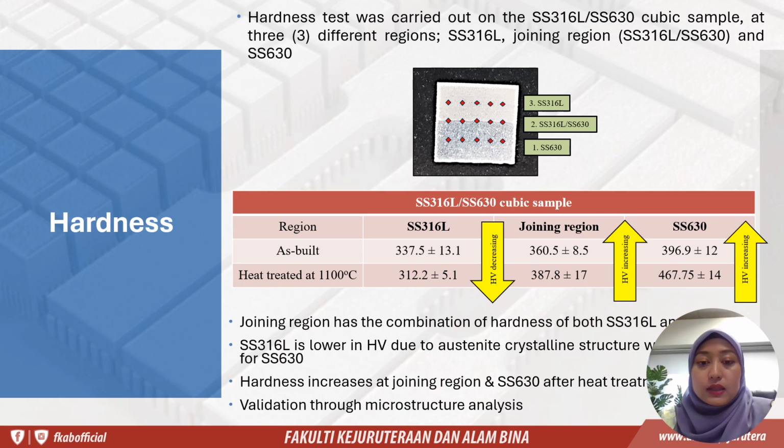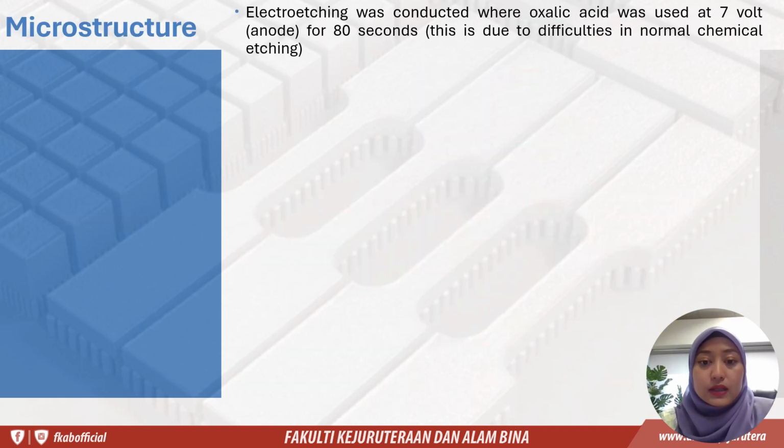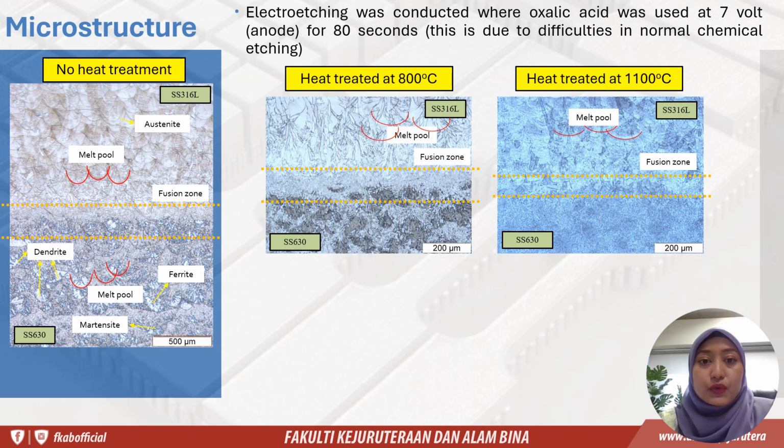compared to 316L, which has an austenitic structure. However, it's quite interesting that the joining region shows a combination of hardness values: below, average, and also higher. So the joining region has a combination of the hardness of both metals. Hardness increases at the joining region due to the martensitic structure of 630, and we need to validate this through microstructure analysis.